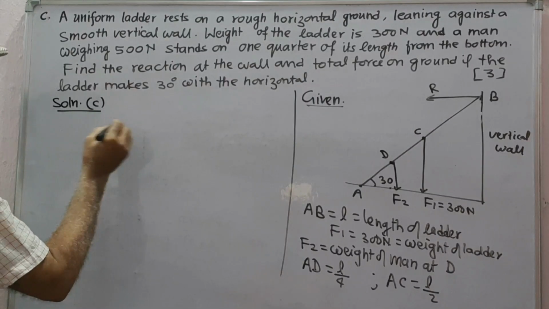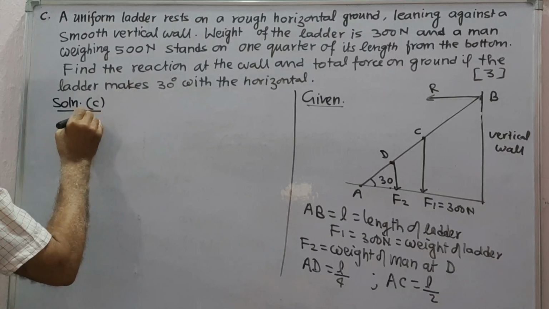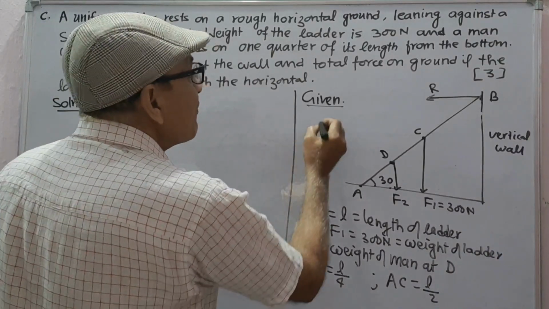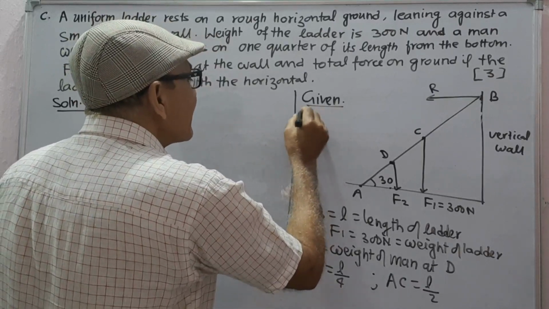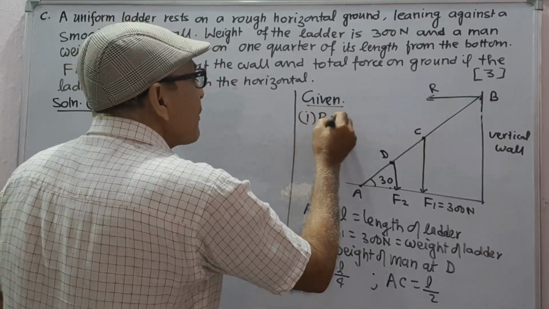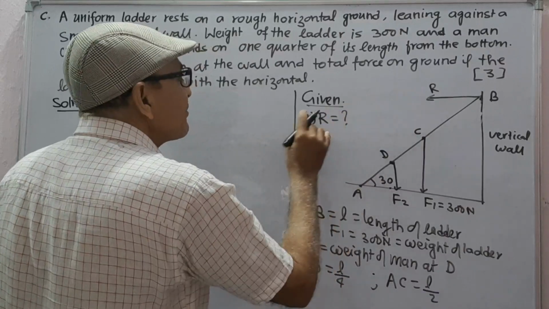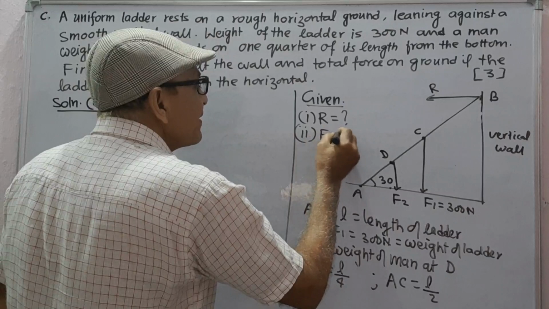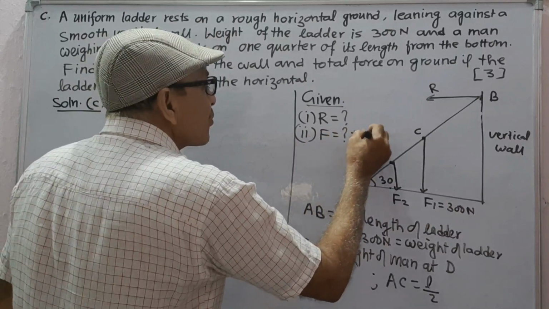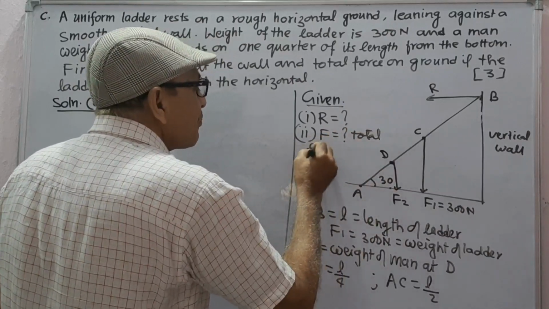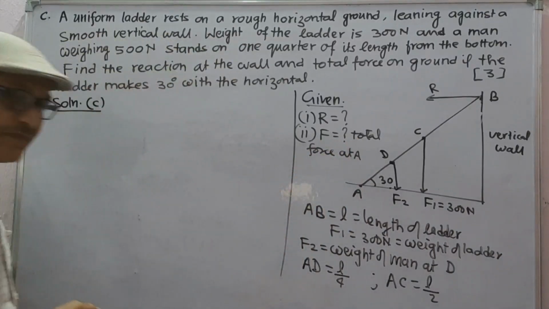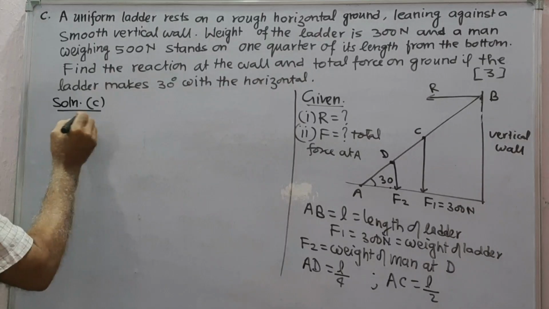Solution. We have to find first R, the normal reaction at the wall. Second, total F, the total force at A on the ground. Solution, first part.